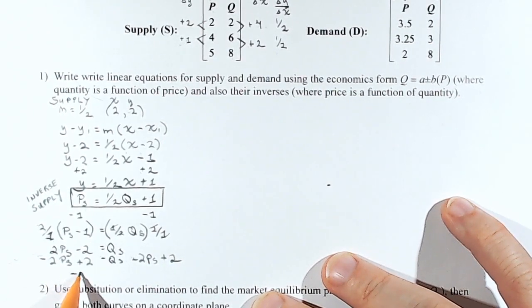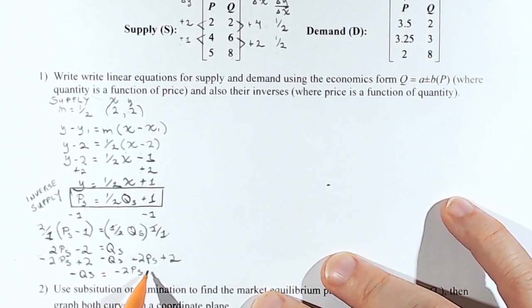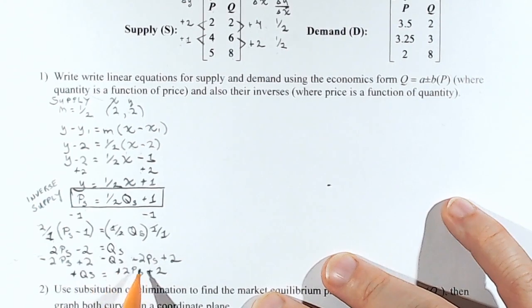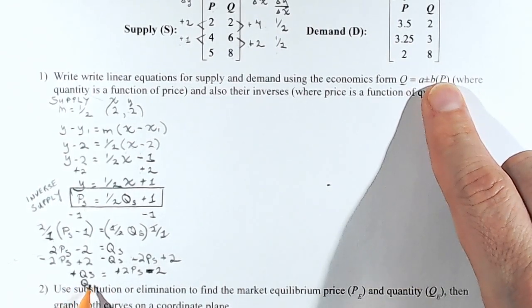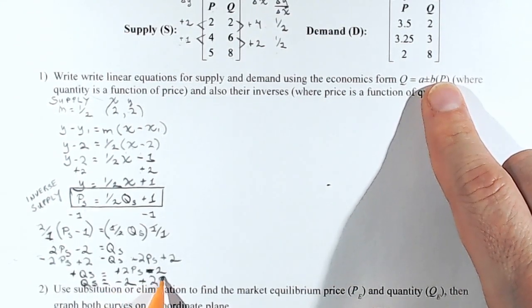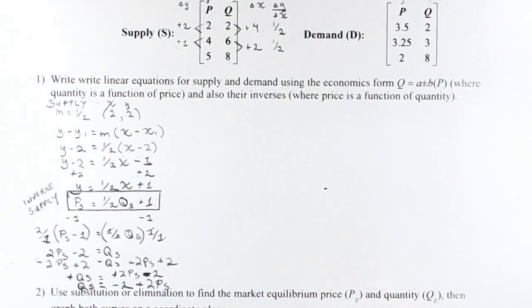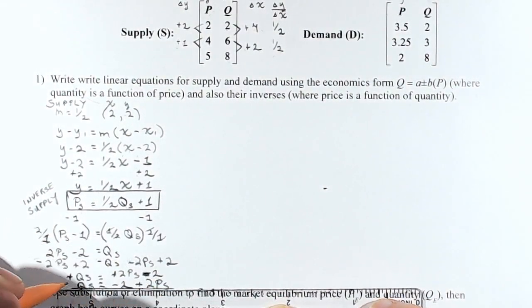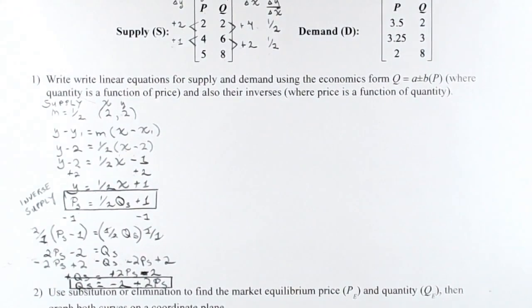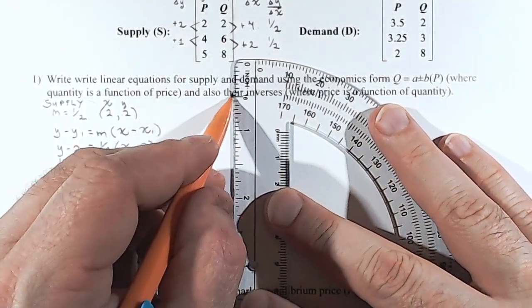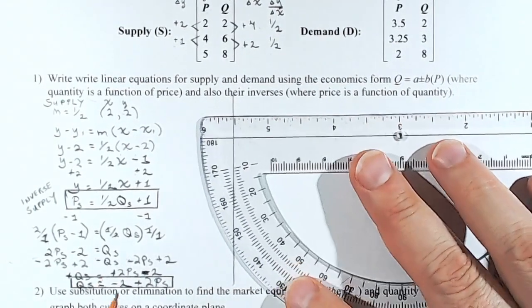Okay, so now I have negative Q sub S equals negative 2P sub S plus 2. And if I change all the signs to get rid of this negative sign and reorient these to make it look like this, I get Q sub S equals negative 2 plus 2P sub S. And that's my equation of supply right down there. Almost ran out of room there. Okay, and now for demand. So that was supply. We'll do demand over here. So this will be demand.